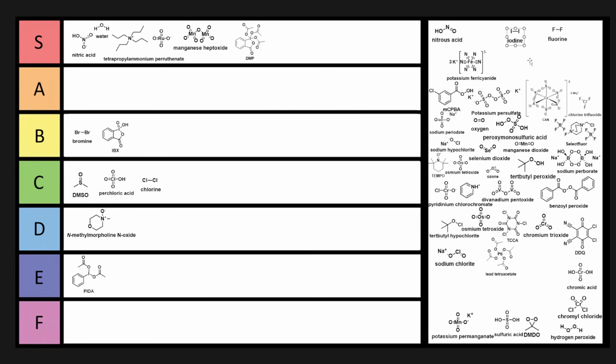That being said, iodine is a solid, so you can weigh it out relatively easily. It isn't a liquid, it's less toxic than bromine if handled properly, so I would say iodine's a little bit cooler than bromine, but because it's a worse oxidizer, that cancels out a little bit. So we'll put iodine in B tier. Let me know if you disagree with that down below.